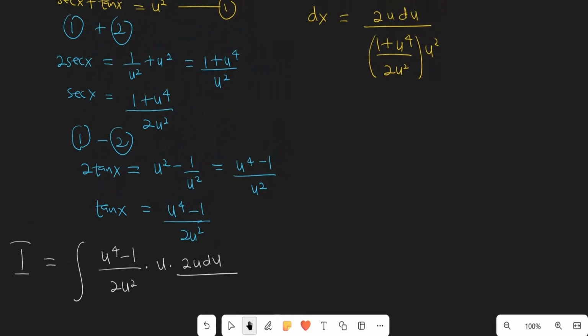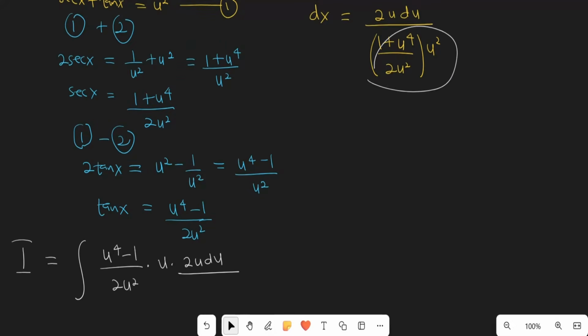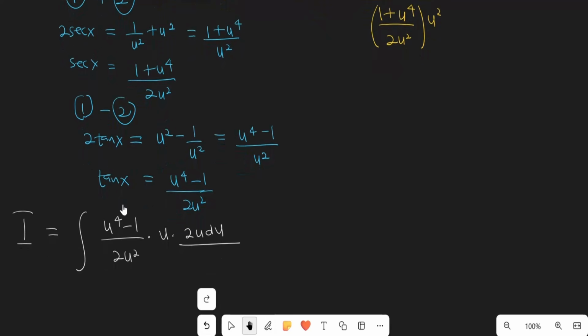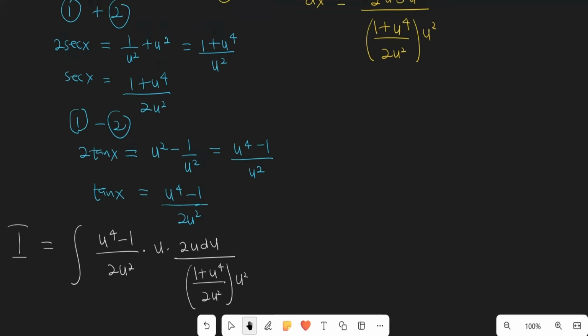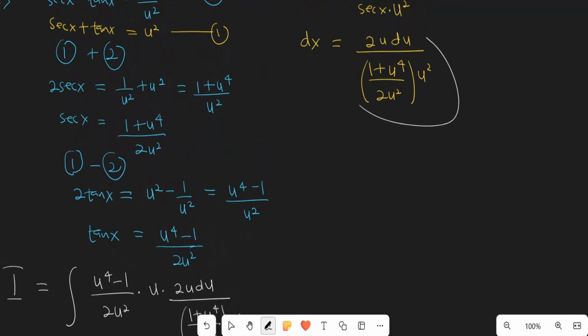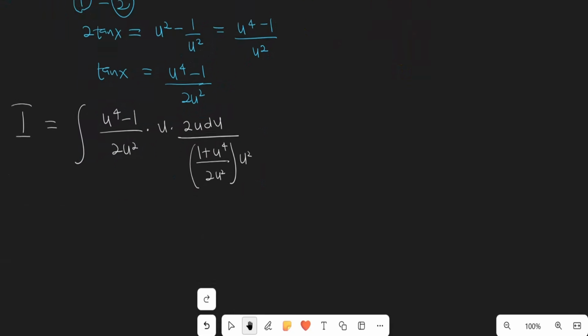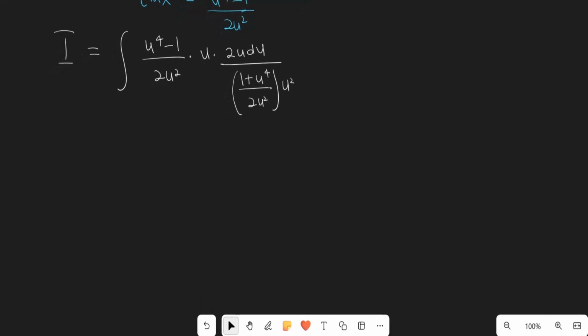all over 1 plus u raised to the power 4, all over 2u squared, and this one is multiplied by u squared outside here. That is our expression for dx. Cool stuff. Now this is a little messy, so let's try to clean it up.